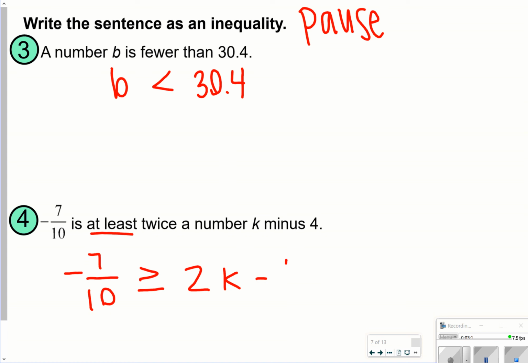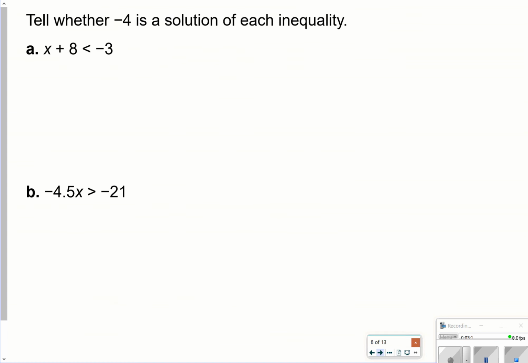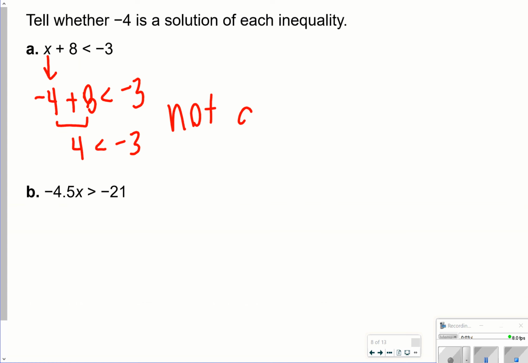Okay. The next little portion, we're going to be filling in a solution and see if it works. So both of these says, tell whether negative 4 is a solution of each inequality. What I'm essentially going to do is just plug in negative 4 where I see x, and then see if it works. So I'm basically trying to figure out, is negative 4 plus 8 less than negative 3? If I try out negative 4 plus 8, I get 4. And 4 is not less than negative 3, so this one will be not a solution.